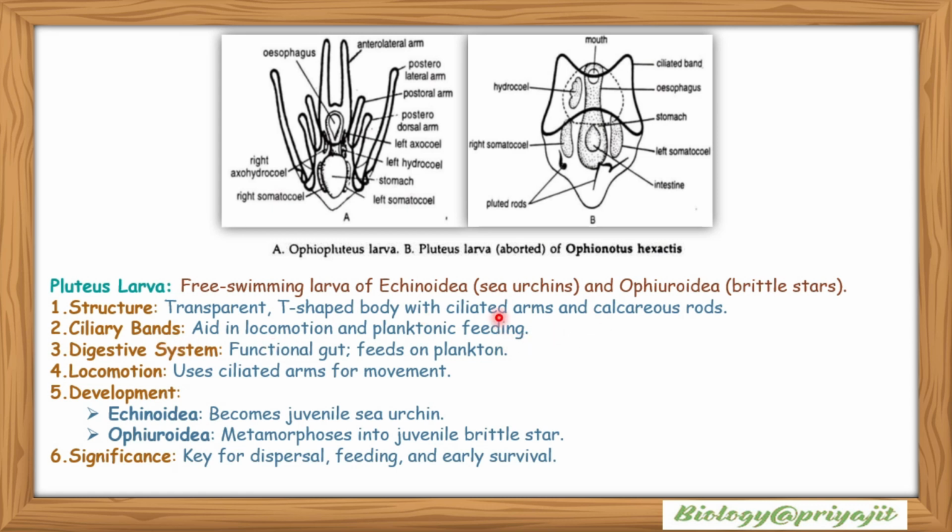Digestive system: they have a functional gut which feeds on plankton. Locomotion: it uses ciliated arms for movement. Development: in Echinoidea, it becomes a juvenile sea urchin. In Ophiuroidea, it undergoes metamorphosis into a juvenile brittle star. The significance is that it is key for dispersal, feeding and early survival.